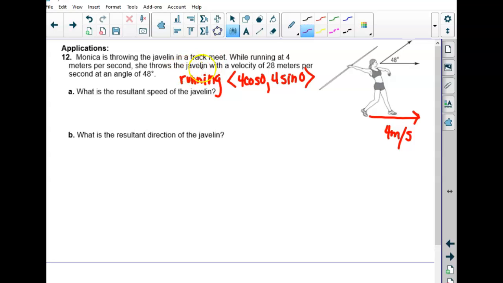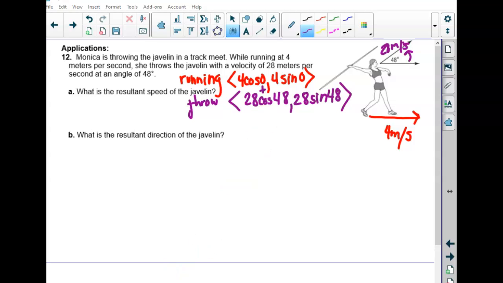But that's what it's going to come up when we type that in, so I'm going to leave it that way. And then she throws the javelin with a velocity of 28 meters per second at an angle of 48 degrees. So it's still off the horizontal, positive 48, so we don't have to do anything funky. We just write the javelin, or the throw, is 28 cosine of 48 and 28 sine of 48. Now you could type those in and write decimals down.